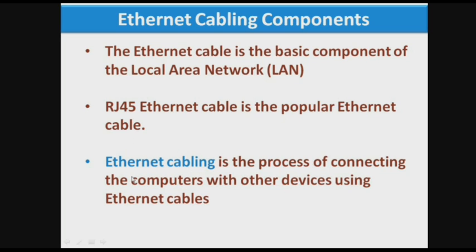Let us see the definition of Ethernet cabling. Ethernet cabling is the process of connecting computers with other devices using Ethernet cables. It may be another computer, or a switch, hub or router, or sometimes a modem. So the process of interconnecting a computer with other devices using Ethernet cable is called Ethernet cabling.